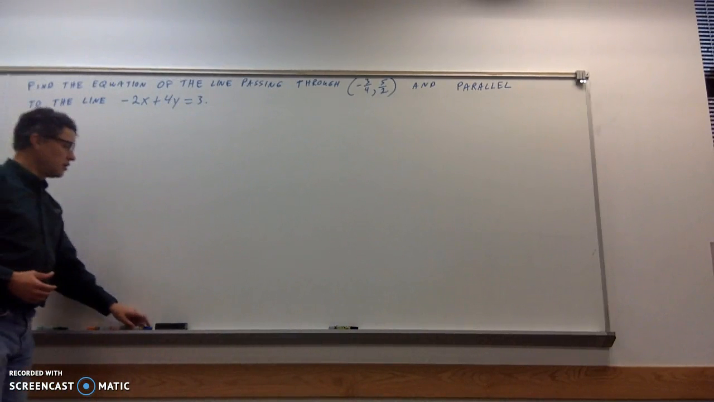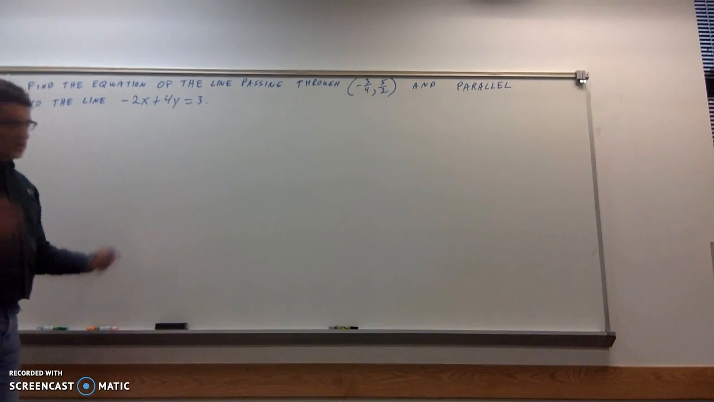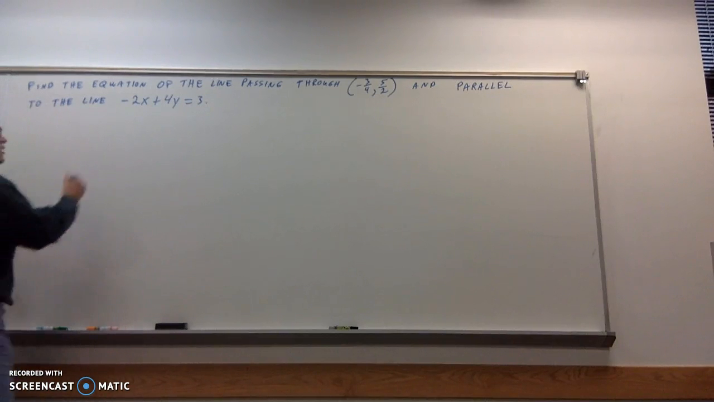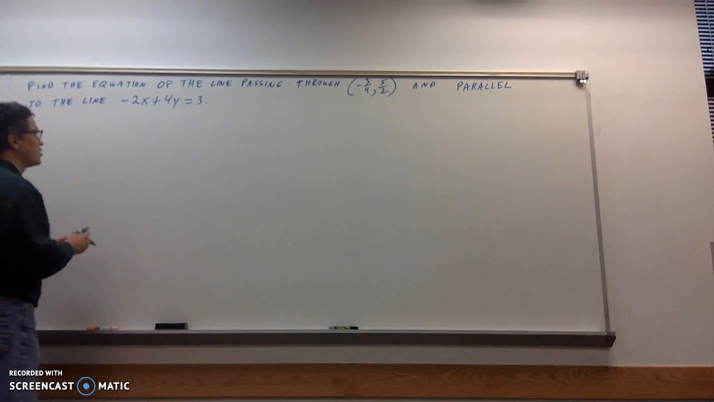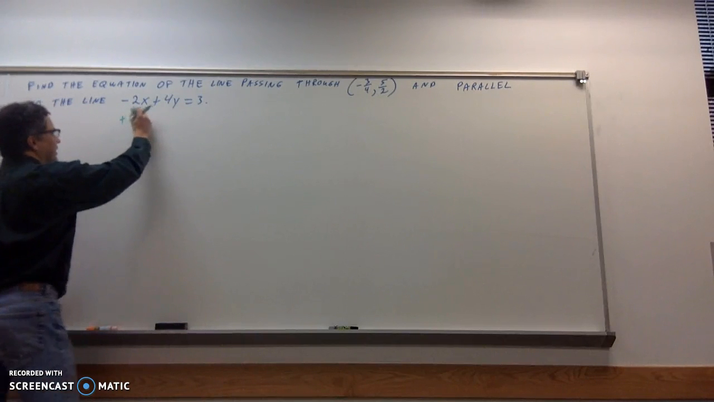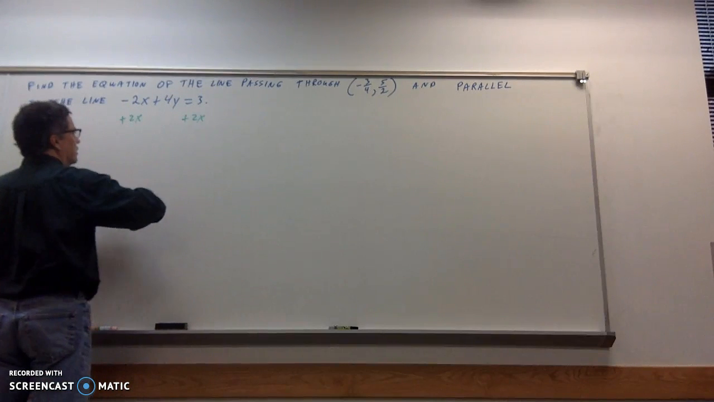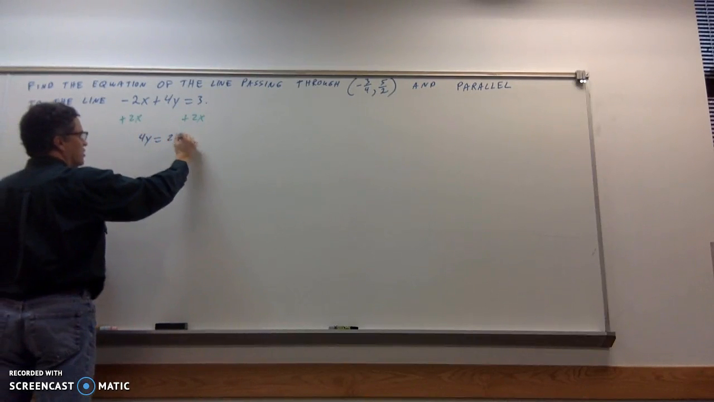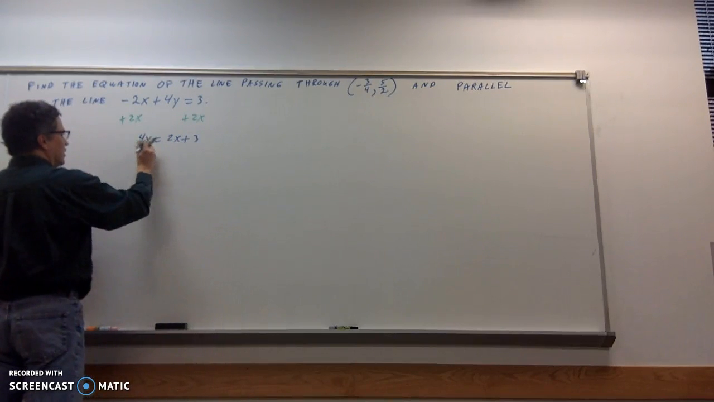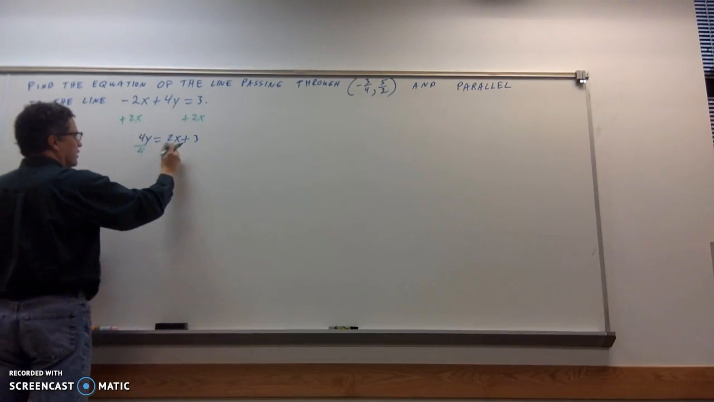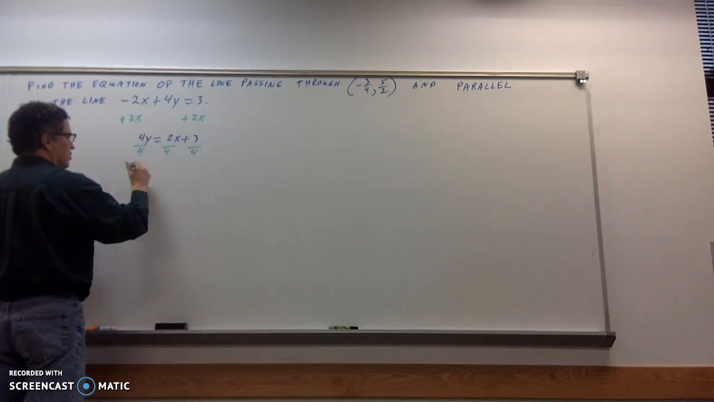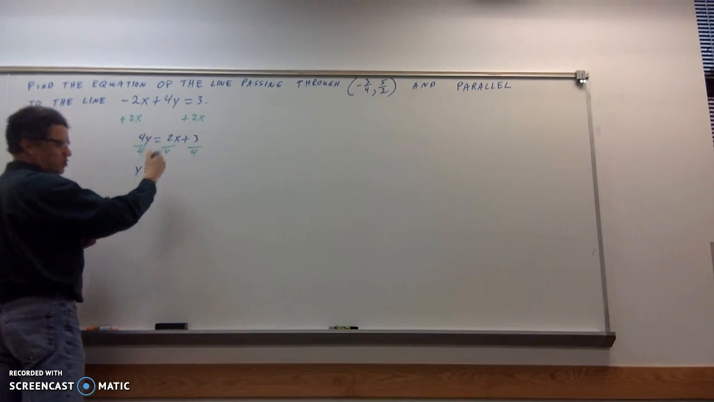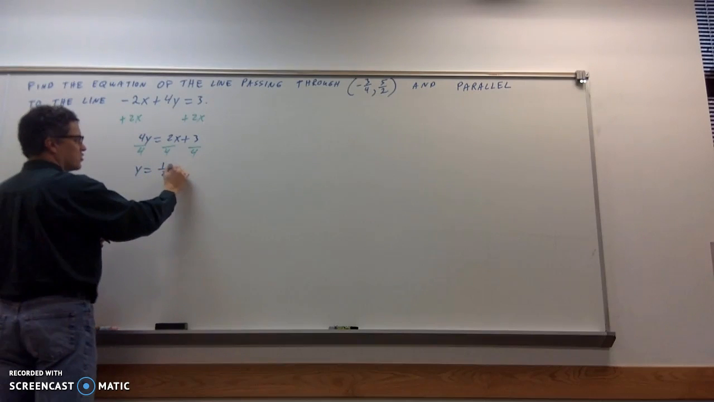So first of all, just find the slope. I'm going to add 2x to both sides of this equation. So 4y equals 2x plus 3. Now I'm going to divide by 4. So y equals 2/4, which is 1/2, x plus 3/4.